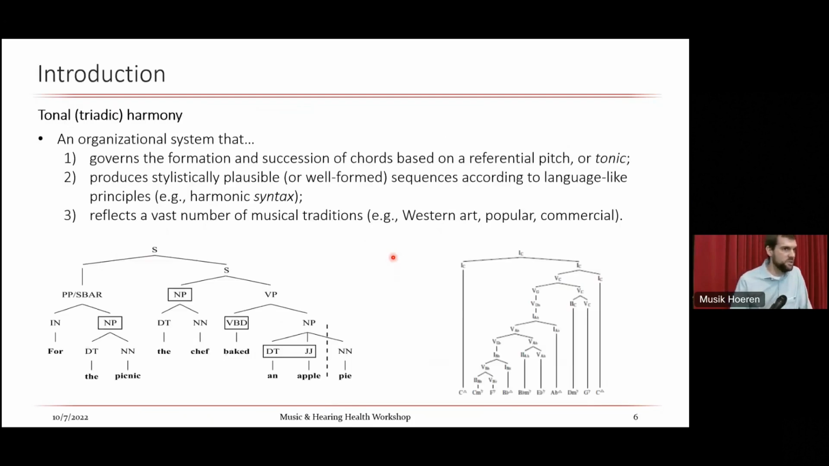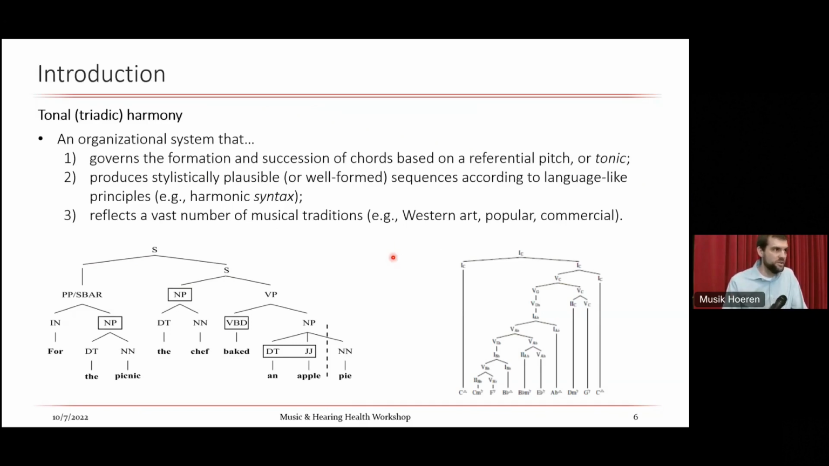So now, how does this implicate music? Well, typically what's argued, or what has been argued for the last 5 decades or so, is that harmony in Western tonal music is very similar to natural language. It's often defined as an organizational system that governs the formation and succession of chords based on a referential pitch or tonic. It produces stylistically plausible, or to use the linguistic term, well-formed sequences according to language-like principles.